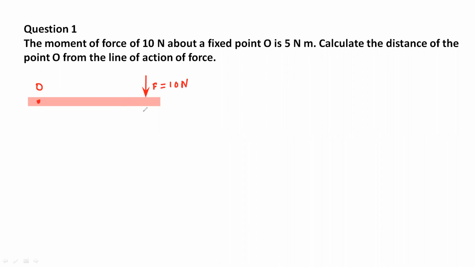And after applying the force, there will be a turning effect produced in this body. This turning effect is called moment of force, which is given as 5 Newton meter. Now the question is to find the perpendicular distance between the fixed point O and the line of action of force. So this distance we need to find.